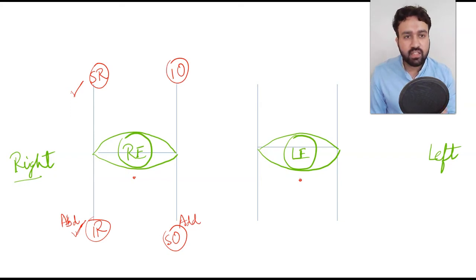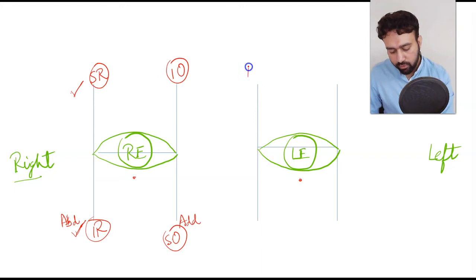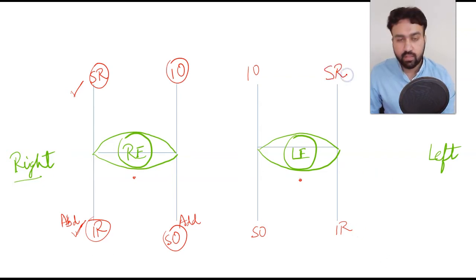Go ahead and fill in the same actions for the left eye too. So you've got inferior oblique here, superior oblique, inferior rectus, and superior rectus.